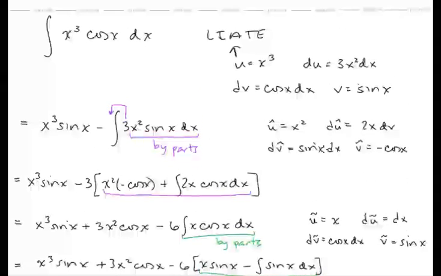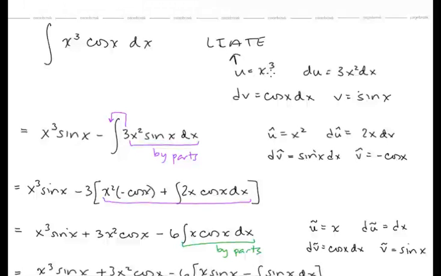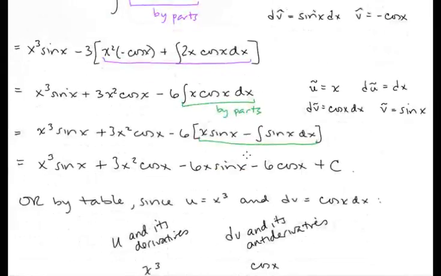Now, once you realized here that we had u equals x to the third, you might have thought about using the tabular method. And so let's take a look at it that way as well. That's a bit simpler.